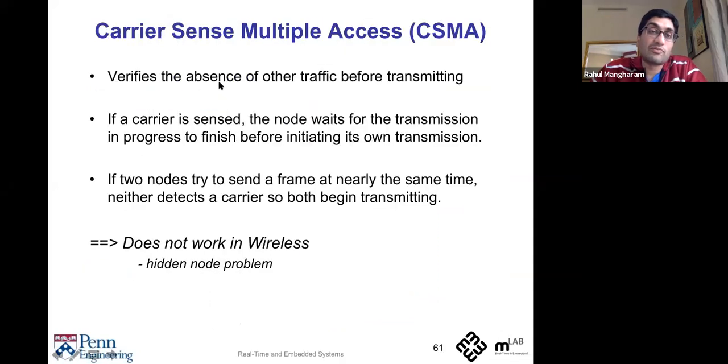So let's see what happens over here, right? So we can't detect now any noise. So then with carrier sense, you can verify the absence of any other traffic before transmitting. That's our politeness. But if a carrier is sensed, then the node basically waits for the transmission to finish, and then it tries to initiate its own transmission. If two nodes send a frame at nearly the same time, then neither of them detects it. And so basically they still have a collision, but at a lower probability. So, and we still have this hidden terminal problem, right? That this hidden terminal does not know the other terminal is talking to its receiver at the same time, right?